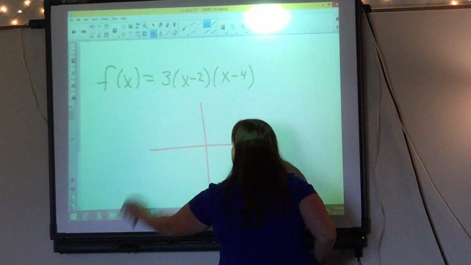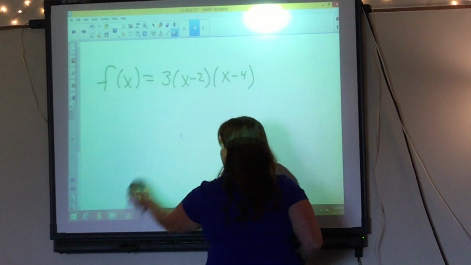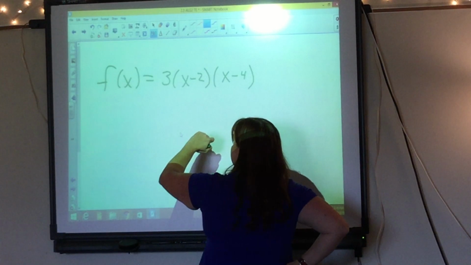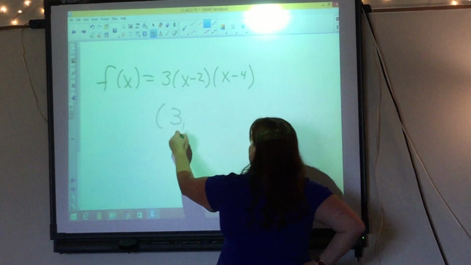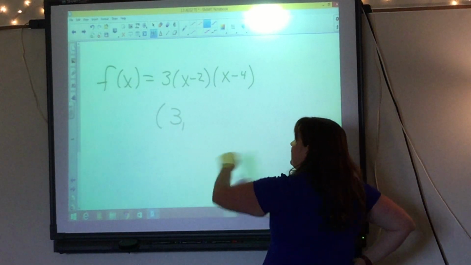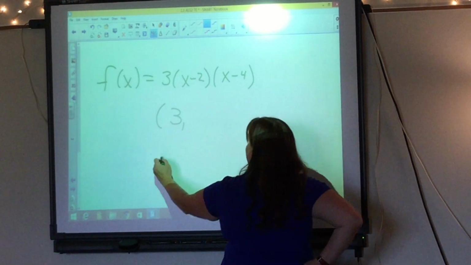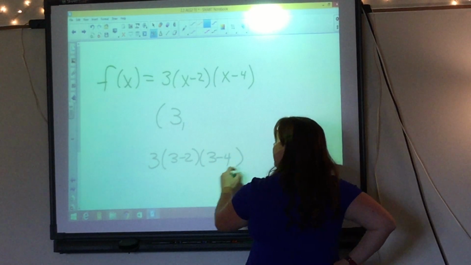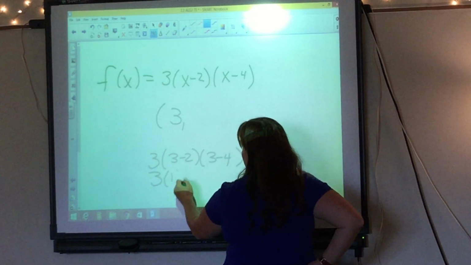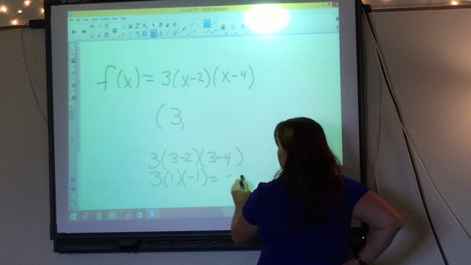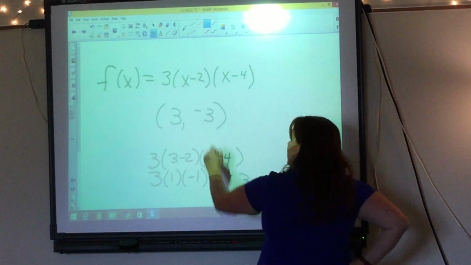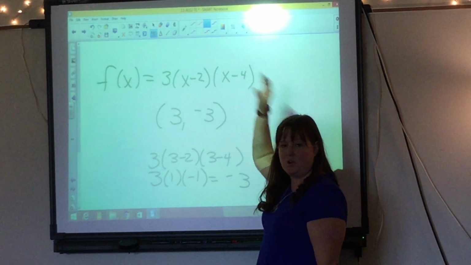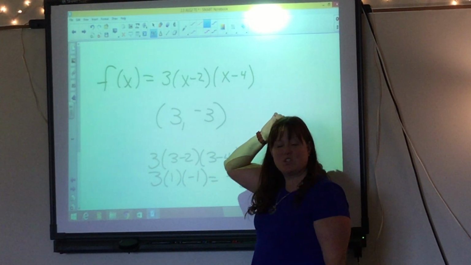We know the vertex has an x-coordinate of 3 because I went in between 2 and 4. So we now have an x-coordinate of 3. And then I plug 3 back into it. And you get 3 minus 2, which is 1, times 3 minus 4, which is negative 1... so my y-coordinate is negative 3 because I just plugged 3 right back into my function. Wow. That makes sense.